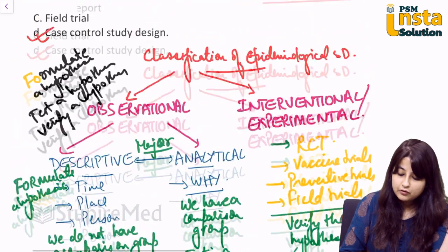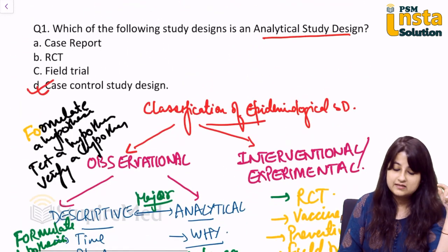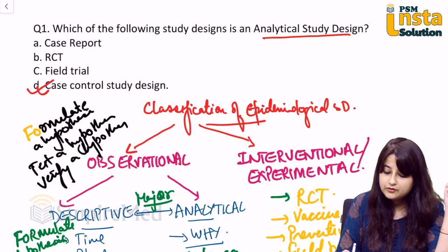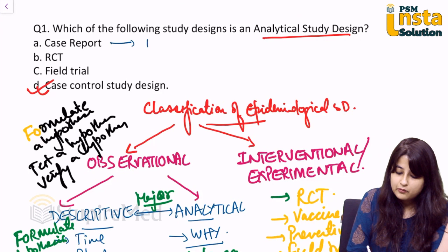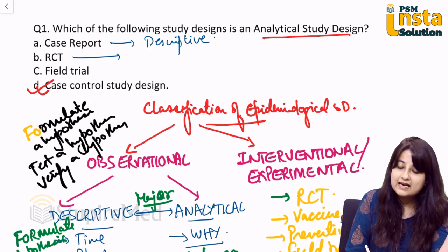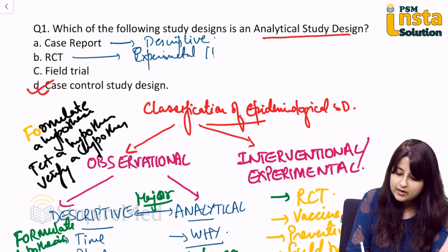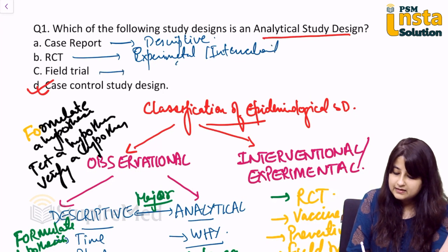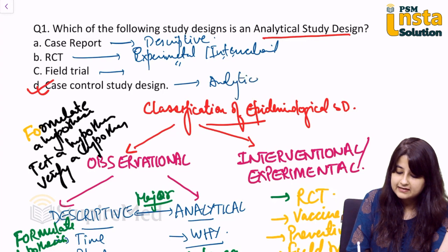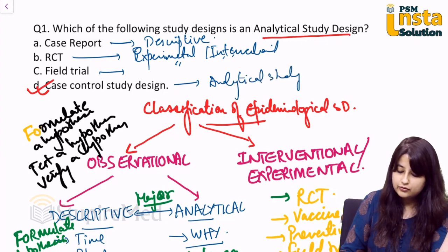Now if we go back to our MCQ, the first Insta question of PSM: which of the following study designs is an analytical study design? See, what is case report? If you go back, it is a descriptive study design. What is RCT? It is an experimental or interventional study design because you are doing a trial over here. Then what is field trial? Similarly, it's this. What is left with us? Case control. This is an analytical study design. I hope this MCQ is clear to you.